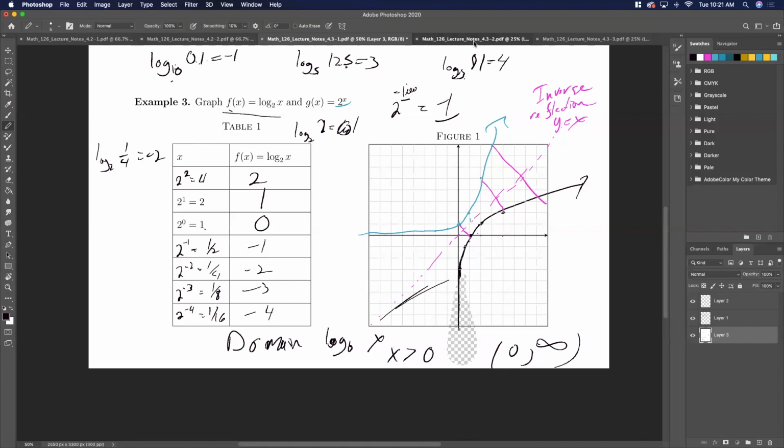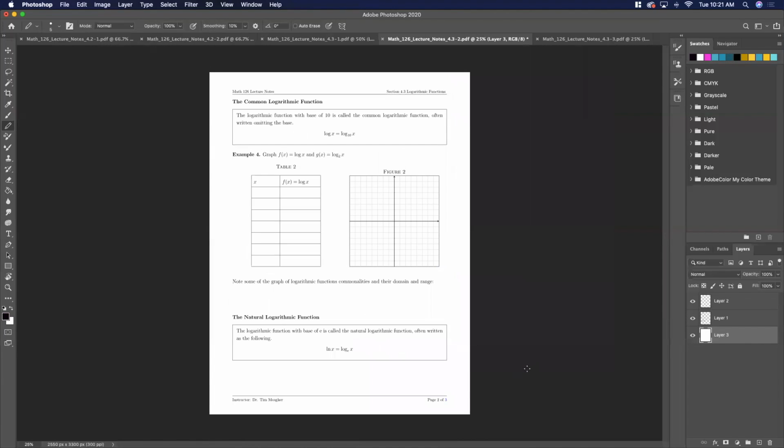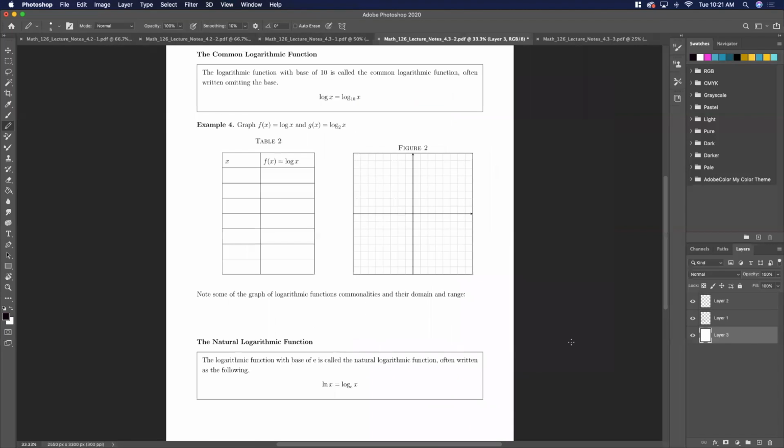Okay, let's go do this. I do want to talk about domain for 2 more seconds, so let me just continue that thought up here.